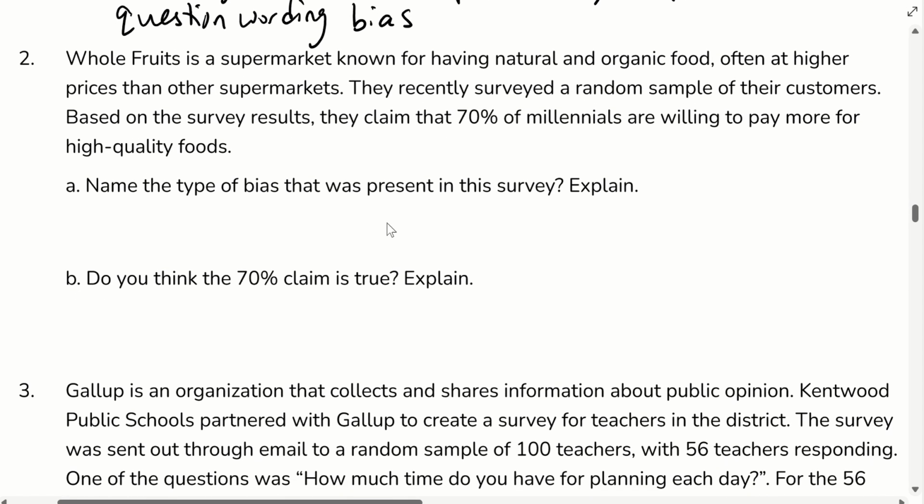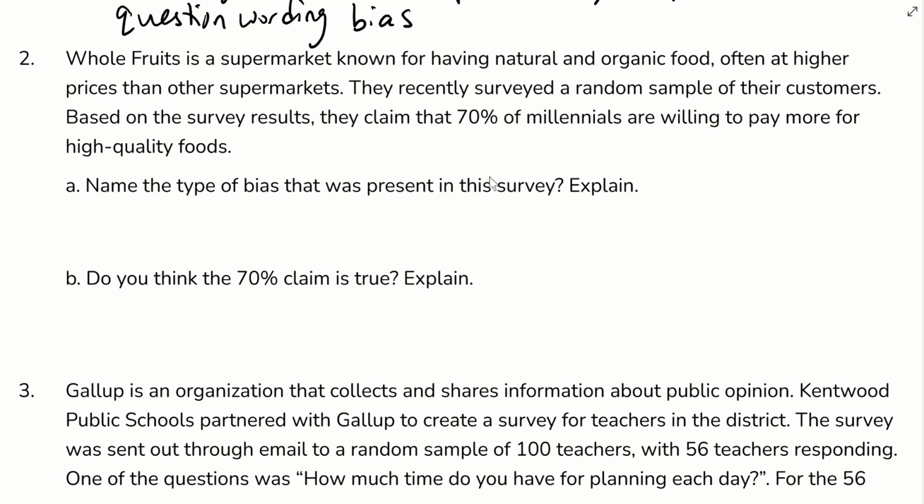All right, so Whole Foods is a supermarket known for having natural and organic food, often at higher prices than other supermarkets. They recently surveyed a random sample of their customers. Based on the survey results, they claim that 70% of millennials are willing to pay more for high-quality foods. All right, so name the type of bias that was present in this survey, and then explain.